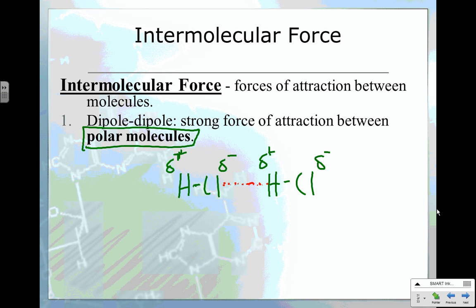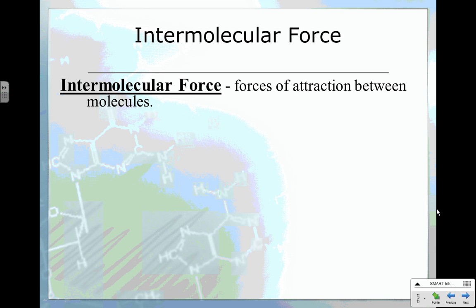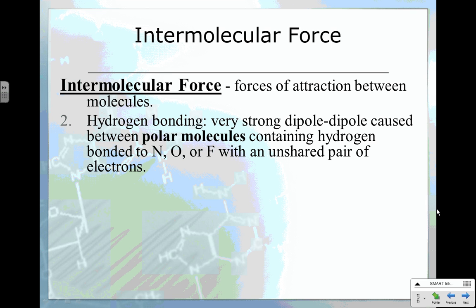So the dipole in one attracting the dipole in the other, and that's why we call it a dipole-dipole attraction. Now, there's another way in which a polar molecule can have an intermolecular force, and it's really a super strong type of dipole-dipole. So our next type of intermolecular force we're going to look at is what's called hydrogen bonding. Notice it is still when we have polar molecules. So if I have a polar molecule, it's either a dipole-dipole or a hydrogen bonding intermolecular force. It's got to be one of the two.